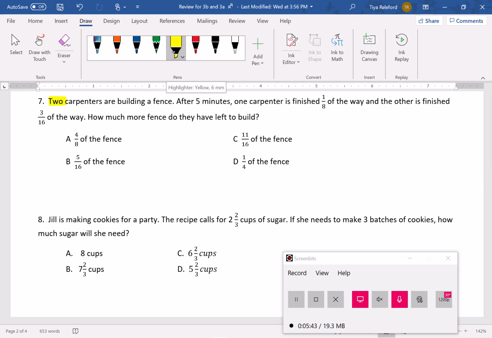Two carpenters are building a fence. After 5 minutes, one carpenter is finished 1/8 of the way and the other is finished 3/16. So, really, I don't need this number, or this number. How much more fence do they have left? We're talking subtracting now.